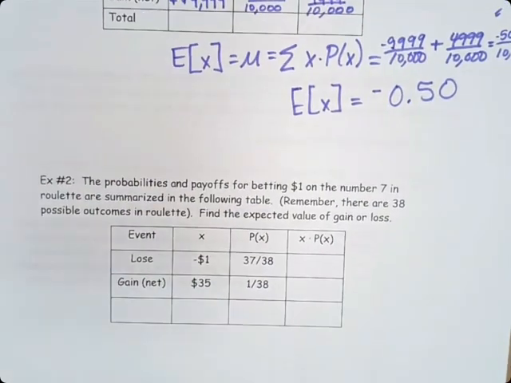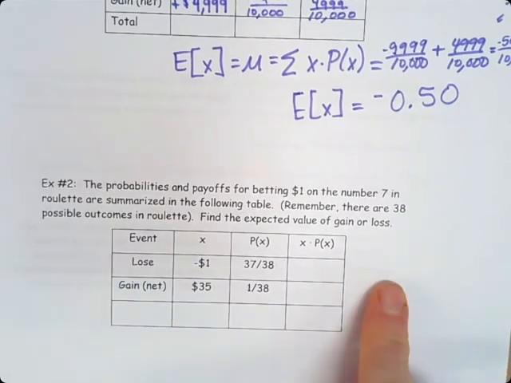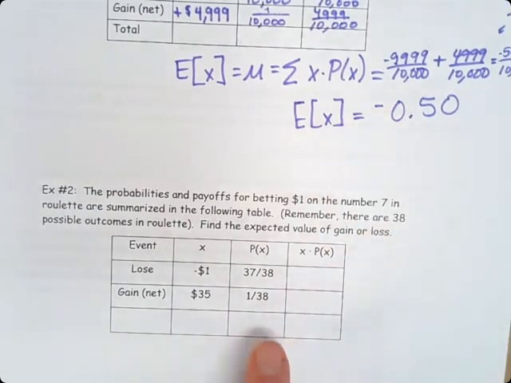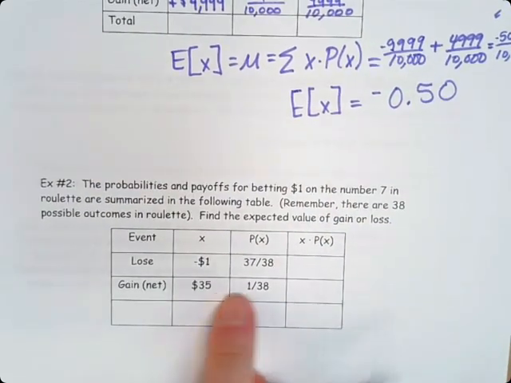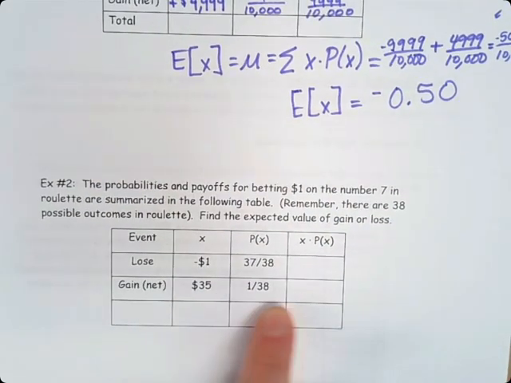Let's look at the next one. The probabilities and payoff for betting $1 on the number 7 in roulette are summarized in the following table. Remember, there are 38 possible outcomes in roulette. Find the expected value of gain or loss. So we're going to do the same thing that we did up here, and they've already given us our X and our P of X.